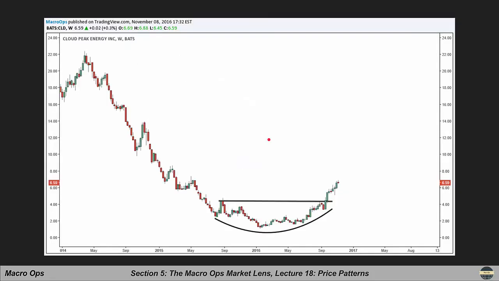It took a lot of time to develop. And then here's another one in Cloud Peak Energy, very clear here. Again, this is the classic setup of a beaten down sector, beaten down stock that then goes on to quietly consolidate for a long, long time. This consolidation was over a year, which finally led to a nice breakout.